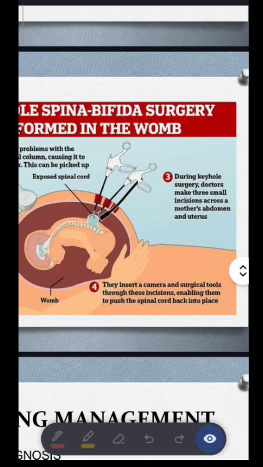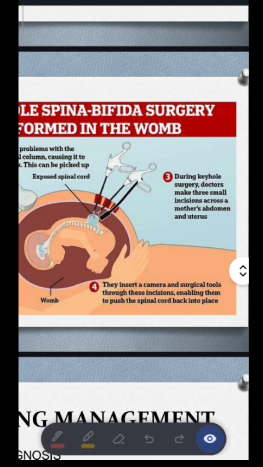Then insert the camera and surgical tools through the incision. That's a keyhole type surgery. Insertion of the camera and surgical tools through the incisions enables them to push the spinal cord back into place.